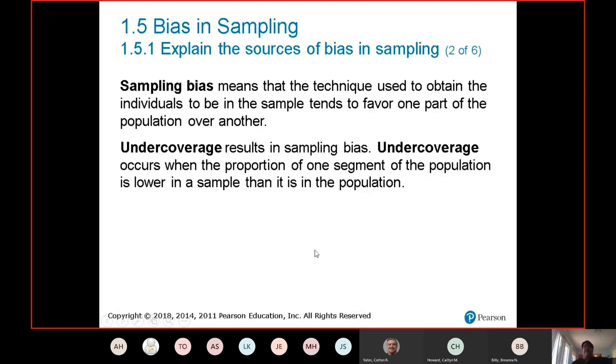Sampling bias means that the technique you used tends to favor something. So, I could pull my sample from a place called Concrete up in the northern part of the county. Most of them are Republican. So if I go up there and just pick people from Concrete, I know it's going to be more conservative. Undercoverage: well, I don't want to get too many people to go against what I'm trying to get, so I'm just going to survey 10 people.